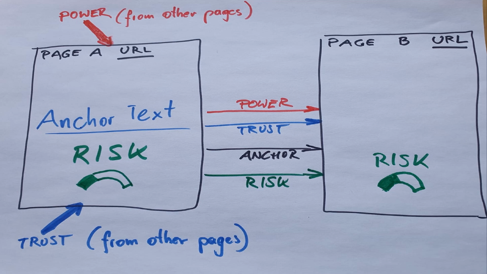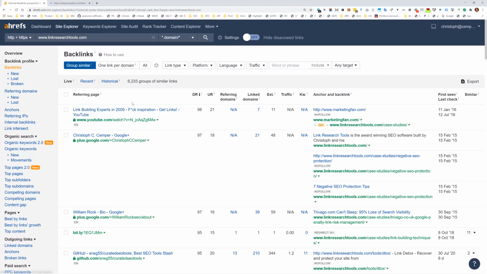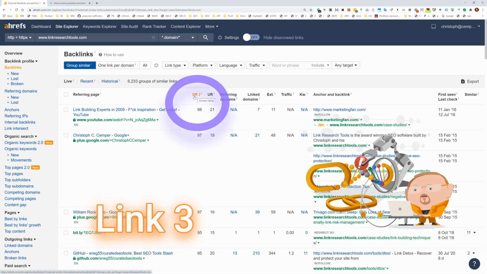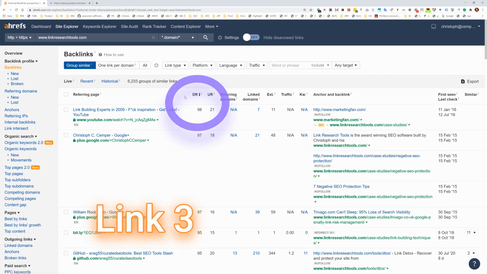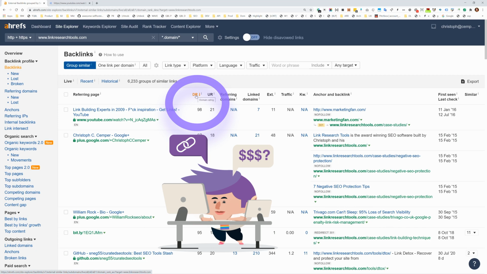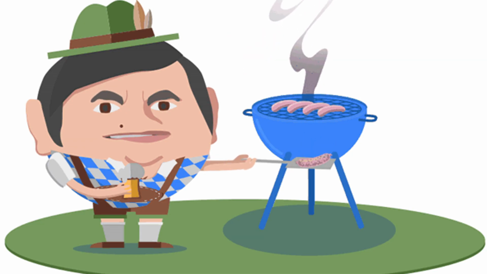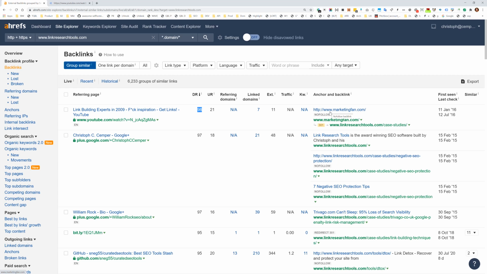Let's try to back this up with some data. Here is Ahrefs, and here is the Link Research Tools .com domain, and we are sorting by DR, Domain Rating, a very popular metric used by link builders. And link builders often get paid an amount of money based on the DR of the links they get. Let's look at the strongest link measured by DR. This is a very popular quote by my friend. It's a YouTube video. Actually, it's a nofollow link.